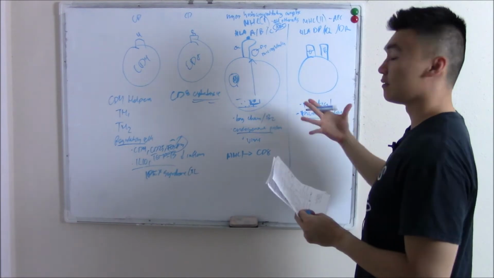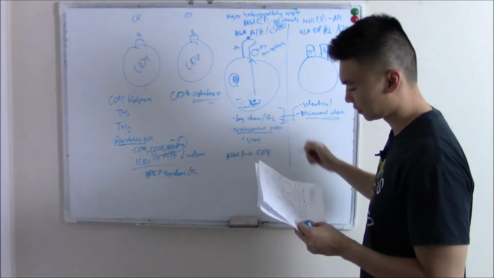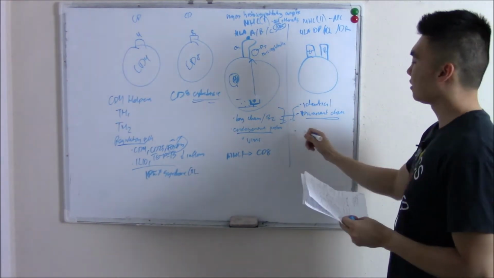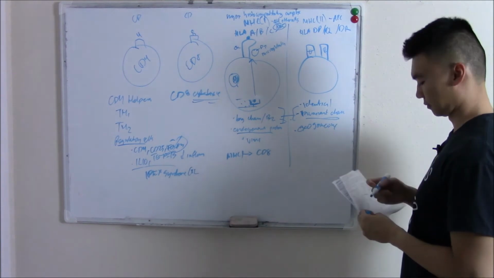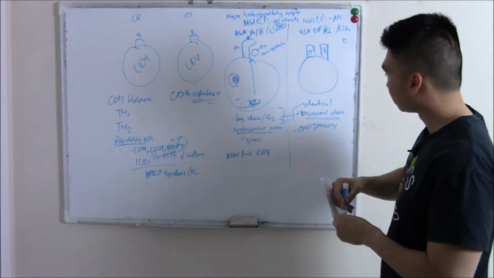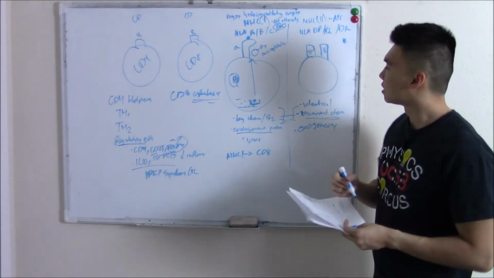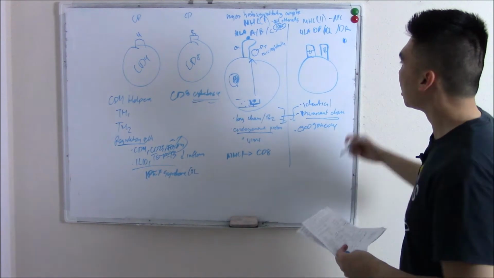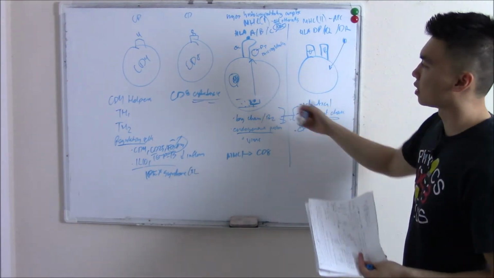So it's helped by the invariant chain. Structurally, you need to know these two are not the same. And it presents exogenous proteins, so proteins that are outside of the cell. It'll pick up these proteins outside and say, whoa, that doesn't look normal. I need to present it to my T cell. So it'll pick it up, go into your body, and it kind of does what it does here.